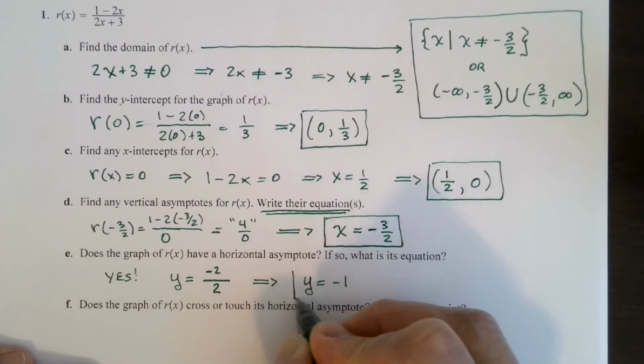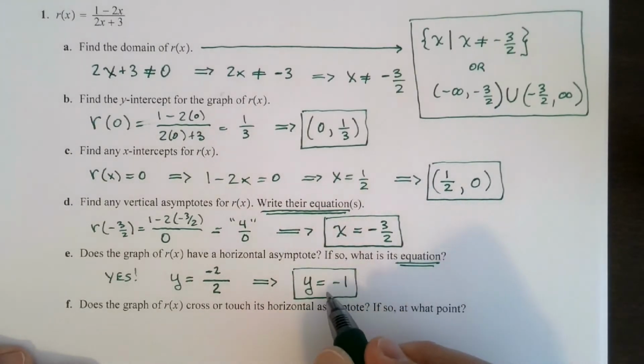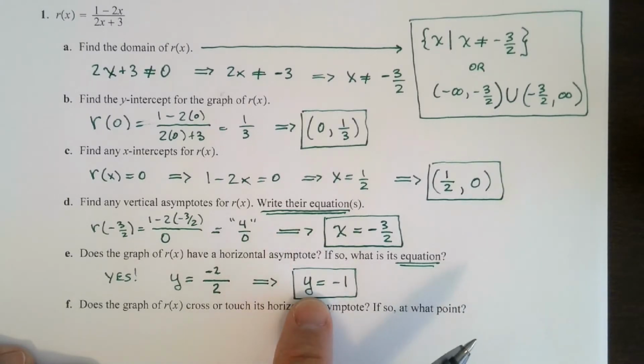Negative 1. There's the equation. Notice the equation. The equation for a horizontal asymptote is always y equals the number. So the horizontal asymptote is not negative 1. That is incorrect. Negative 1 is the number. It's y equals negative 1.